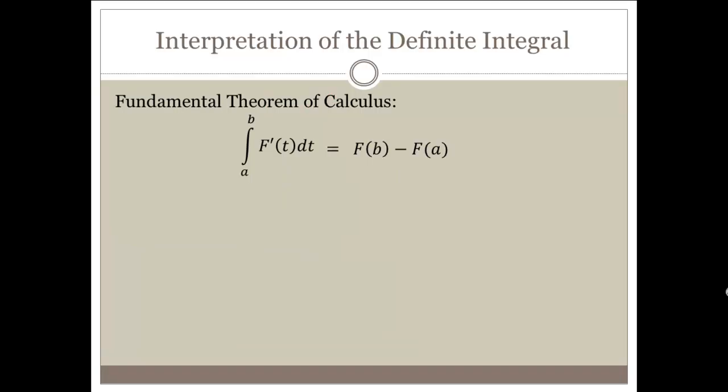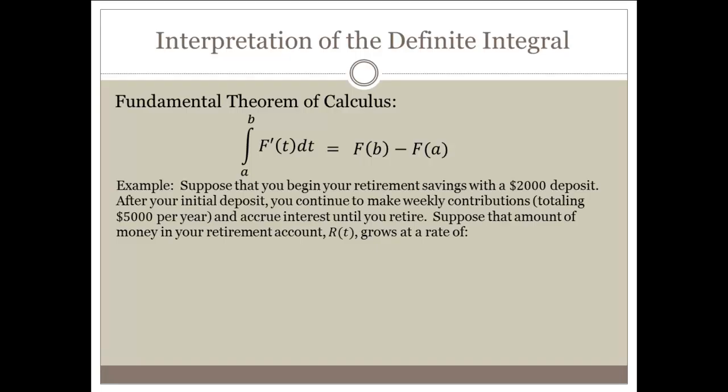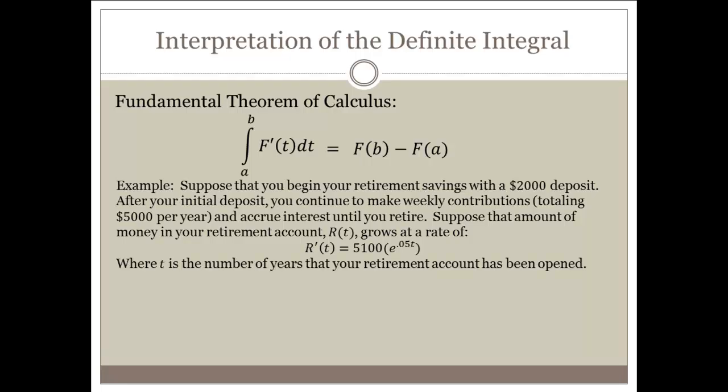Let's now use the fundamental theorem to look at an example. Suppose that you begin your retirement savings with a $2,000 deposit. After your initial deposit, you continue to make weekly contributions totaling $5,000 per year and accrue interest until you retire. Suppose that the amount of money in your retirement account, R(t), grows at a rate of R'(t) = 5100 e^(0.05t), where t is the number of years that your retirement account has been open. How much does your retirement account grow in the 10th year?